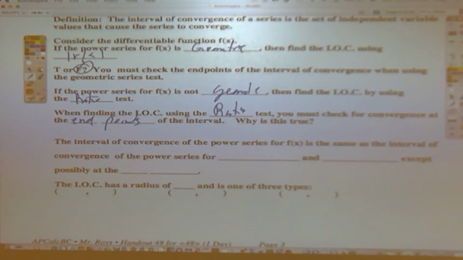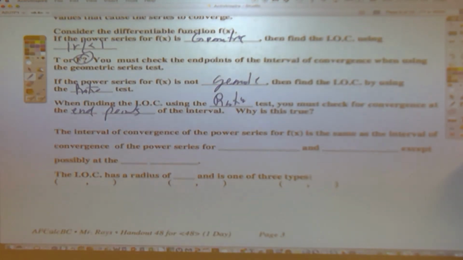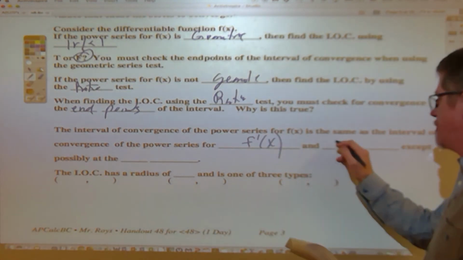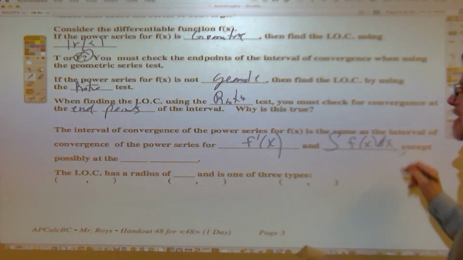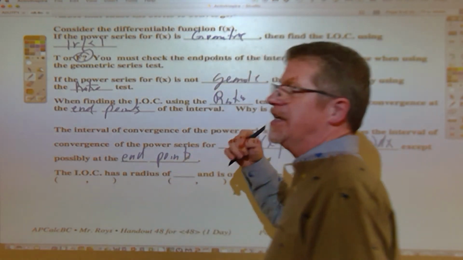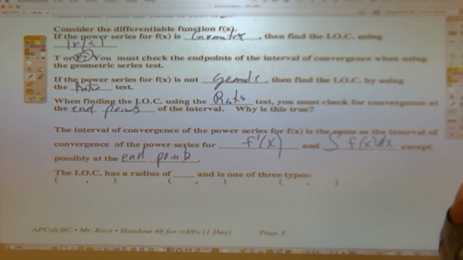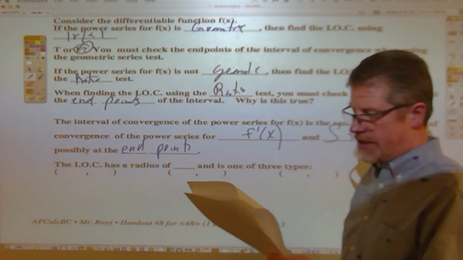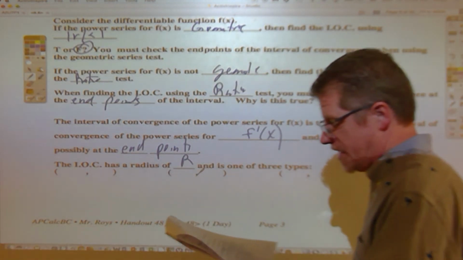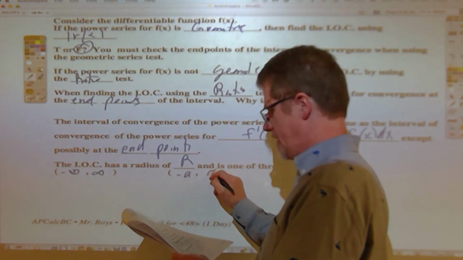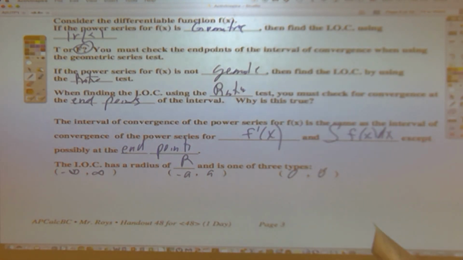The interval of convergence for the power series for f of x is the same as the interval of convergence for the power series for the derivative f prime of x and for the antiderivative of f of x dx, except possibly at the endpoints. So in Unit 9, we're going to end up taking derivatives and antiderivatives of sigma notation. We won't have to redo the interval of convergence, but we might have to recheck the endpoints. And by the way, if the interval of convergence has a radius of r, it's going to be one of three types: -infinity to infinity, -a to a, or from 0 to 0. We've already talked about that.